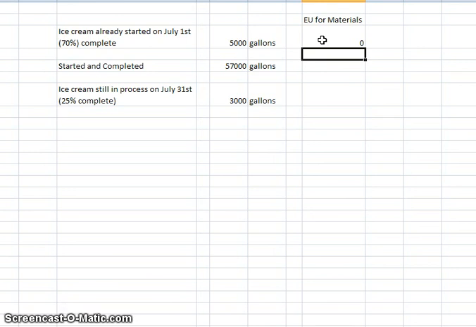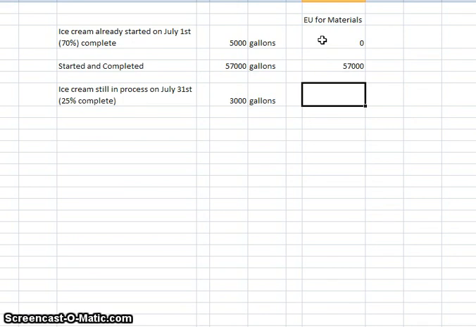All right? Now for the ones that are started and completed, well, do they need all of their materials? Of course they do, right? So 100% of these materials goes into the started and completed category. Each one of these units, each one of these gallons of ice cream being made, had all of their materials applied to it during the month of July.